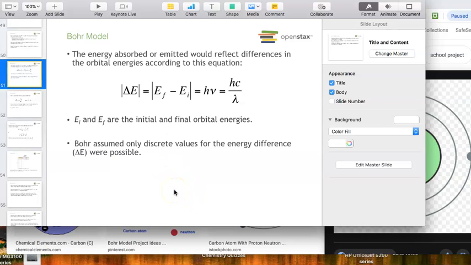The energy absorbed or emitted would reflect differences in orbital energies according to this equation. The change in energy is equal to Planck's constant times the frequency, which is equal to Planck's constant times the speed of light divided by the wavelength. E_i is the initial energy, E_f is the final energy, and notice it's an absolute value there. The change in energy is positive. So Bohr assumed only discrete values for the energy differences were possible.